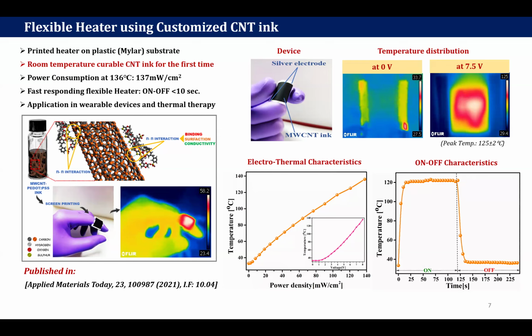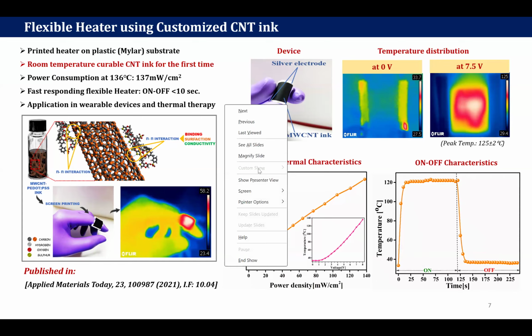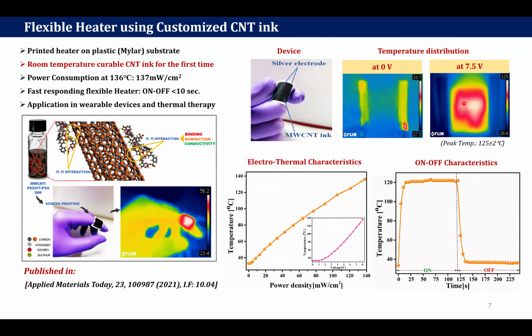On a plastic substrate called a Mylar substrate, we have printed a room temperature curable carbon nanotube ink, which is formulated by well mixing multi-wall carbon nanotubes along with PEDOT:PSS, which gives binding, surfactant action, and conductivity. If you apply a bias voltage of around 7.5 volts to this ink, the printed pattern was able to generate a temperature of around 125 degrees Celsius, uniformly over the whole surface, as you can see here. Yeah. So you can see the uniform temperature distribution.